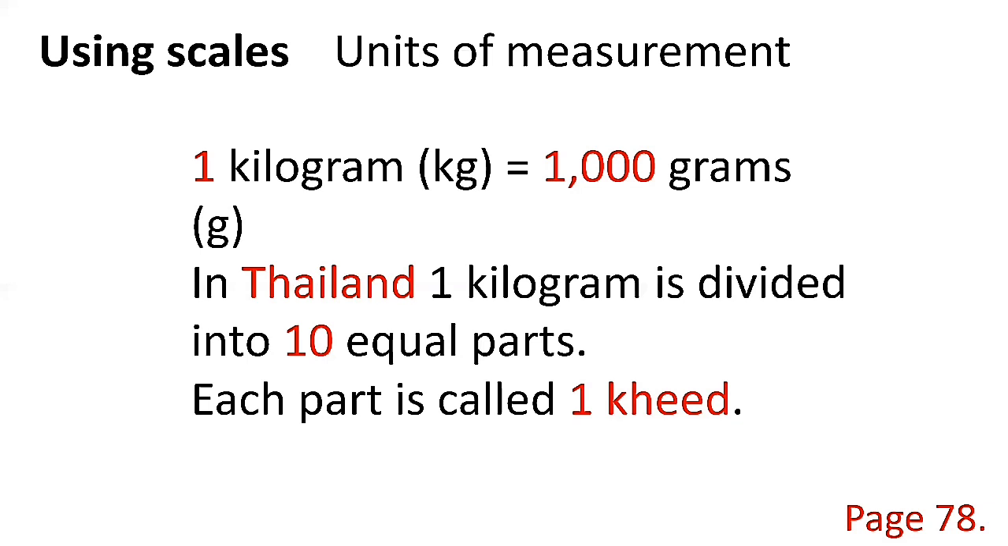Okay, let's continue. In Thailand, 1 kilogram is divided into 10 equal parts. Each part is called 1 kid. Please remember that each part is called 1 kid.